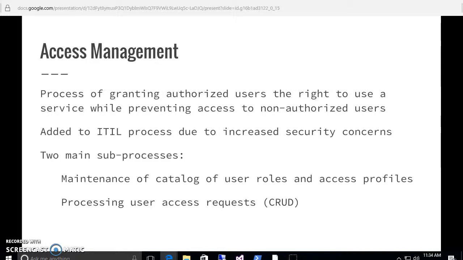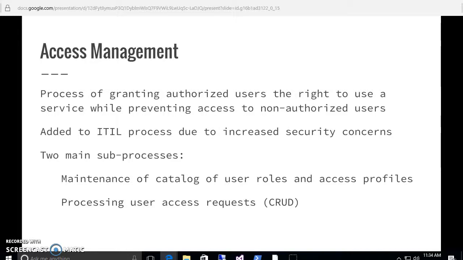Access management, as the name would suggest, is the process of granting authorized users the right to use a service while preventing access to non-authorized users. This was added to the ITIL process in recent years due to increased security concerns. Access management has two main sub-processes: the maintenance of a catalog of user roles and access profiles, as well as processing user access requests for creating new users, updating user information, or deleting said user information, as well as reviewing.